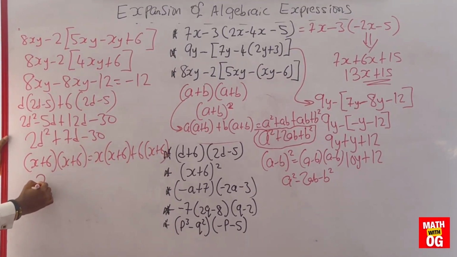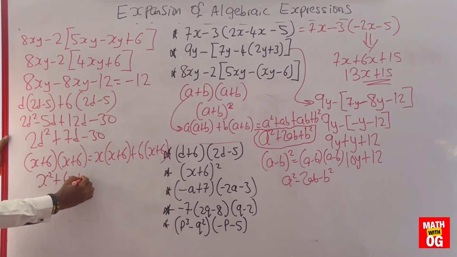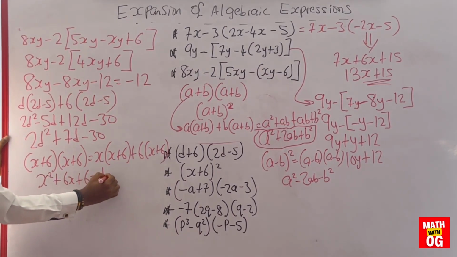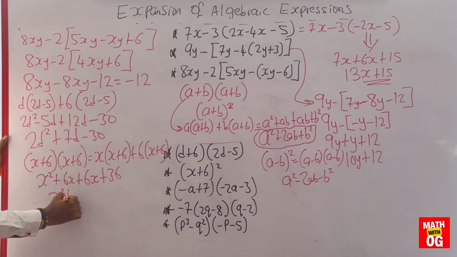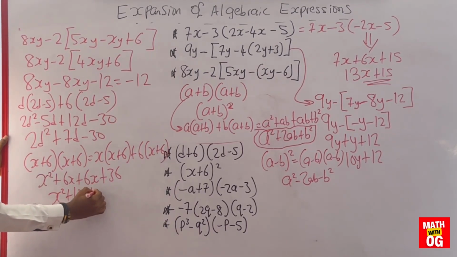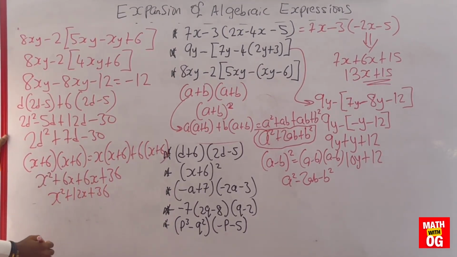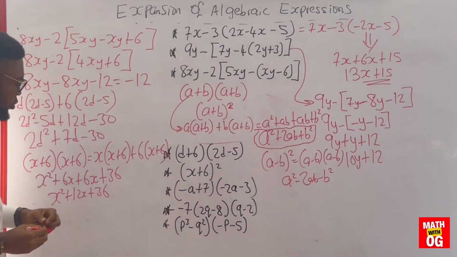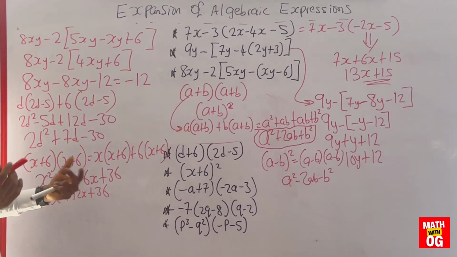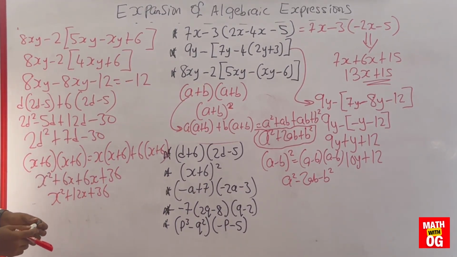Now x times x is x squared. x times 6 is 6x. This will also give us 6x. And this will give us 36. So 6x plus 6x is 12x. So we have x squared plus 12x plus 36. So when we get to roots of quadratic expressions, you will see why we also call this a perfect square, or you will learn more about perfect squares as regards quadratic expressions.